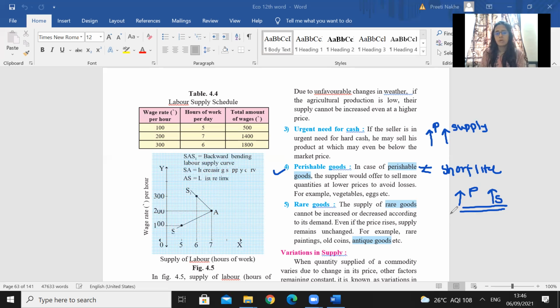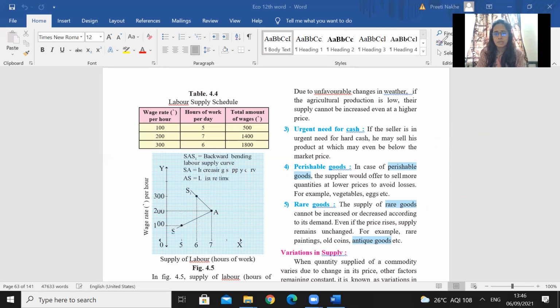Then we have rare goods. Rare means something found only occasionally, not common, uncommon things. For example, rare paintings, old coins, antique goods, etc. In this case, we do not say that I will pay you whatever you say, so supply more. No. These are uncommon, not commonly available, that's why the price is more. So in case of rare goods also this law is not applicable.